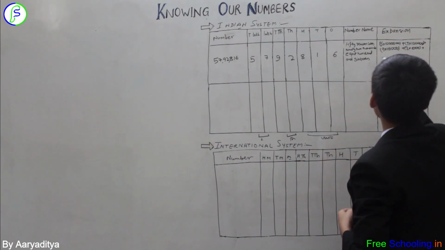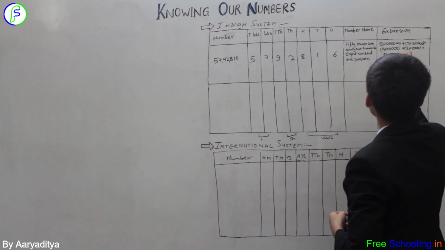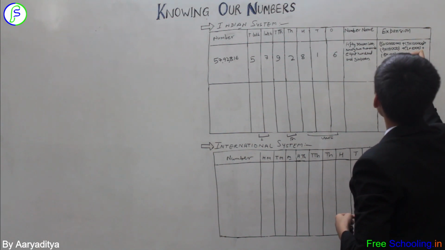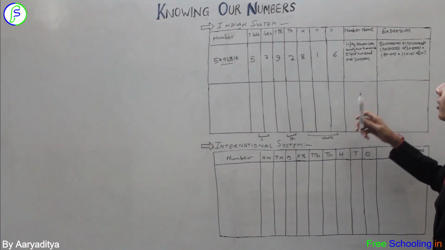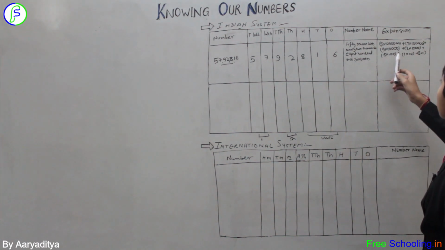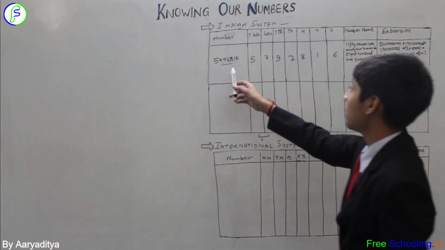Then we have 8 at 100, 8 into 100. Then we have 1 at tens, 1 into 10. And then we have 6 into 1, 6. And to verify the expansion, what you just need to do is to multiply the numbers given in the bracket and then add them all. You would be getting the same number.